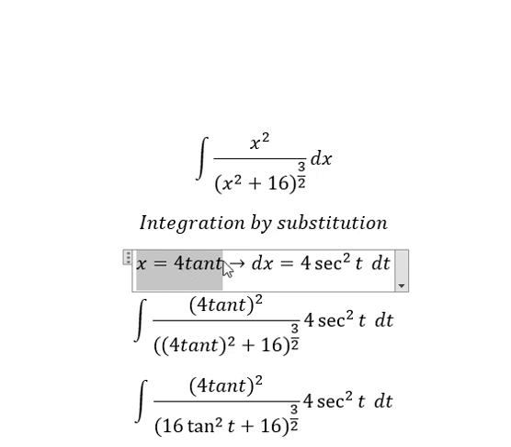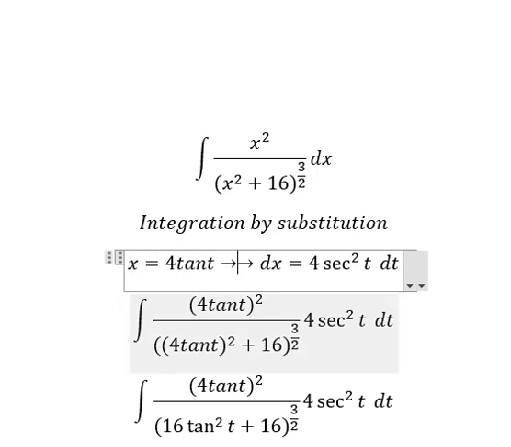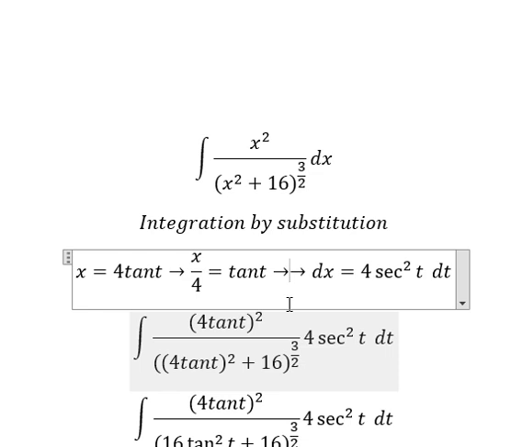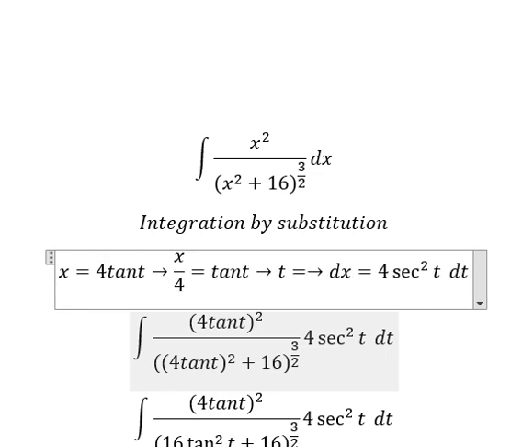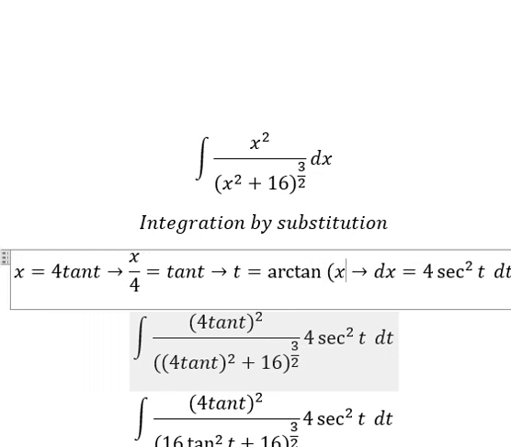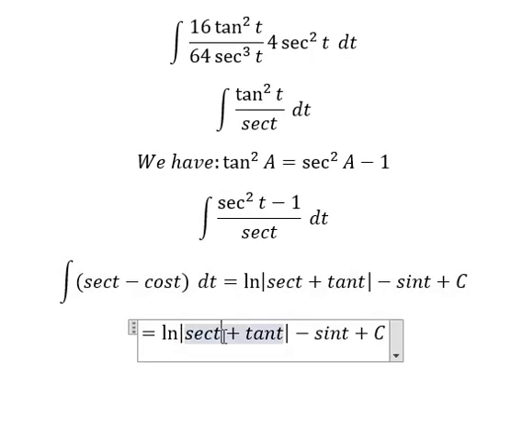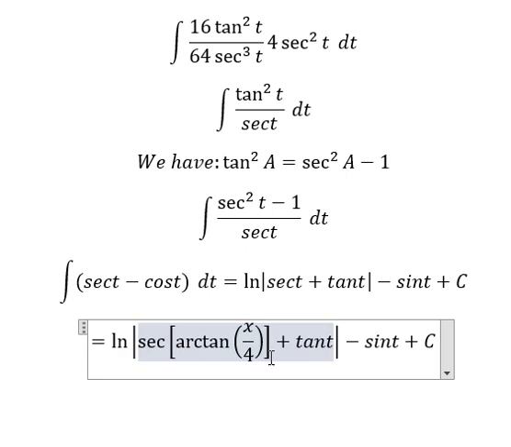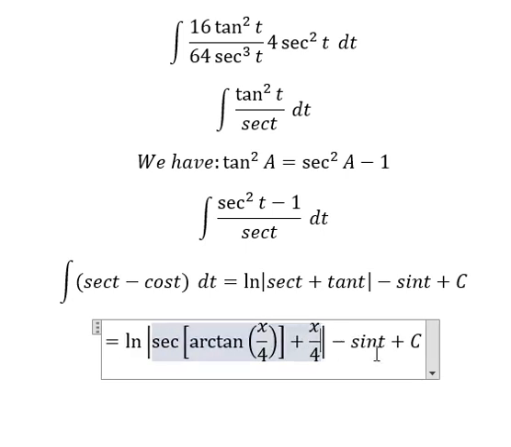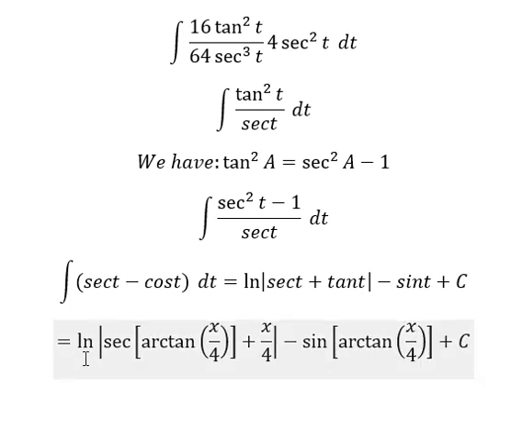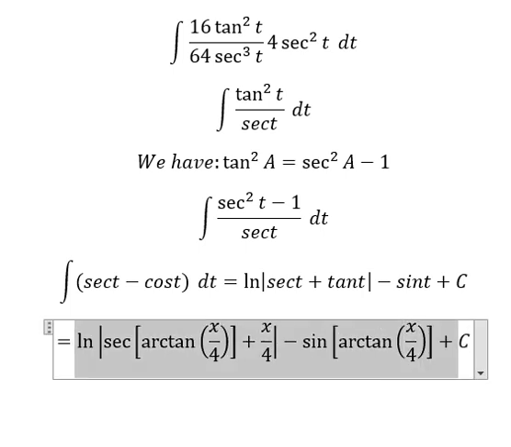So we need to divide both sides by number 4. And now we can find the value of t, that is arctan of s over 4. So I will put this one to change for t. So tan t is s over 4. And this is the final answer. This is the end.